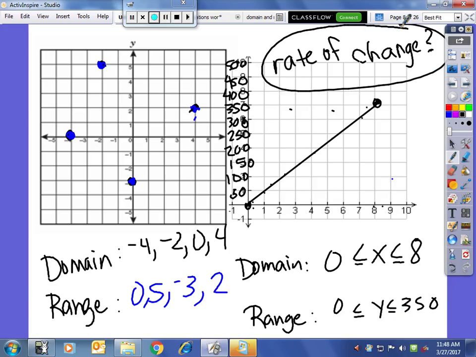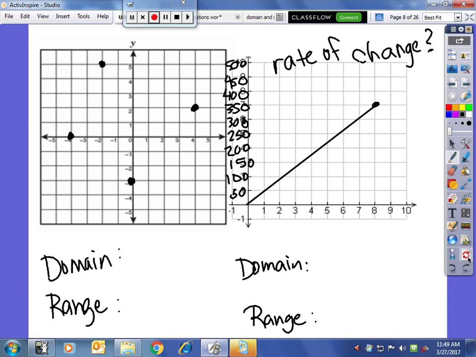Another thing that they ask about, and I'm trying to combine as many questions as I can here, is rate of change, which is another fancy way to say what? Slope. So let's look at this line segment. What's the rate of change of this line segment? The only line segment up here. This one.